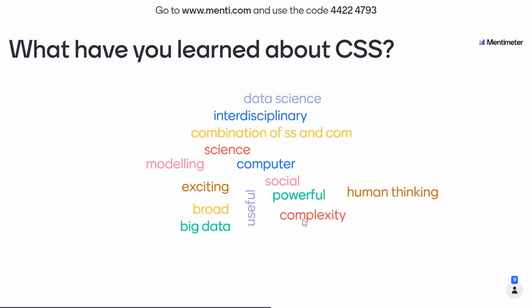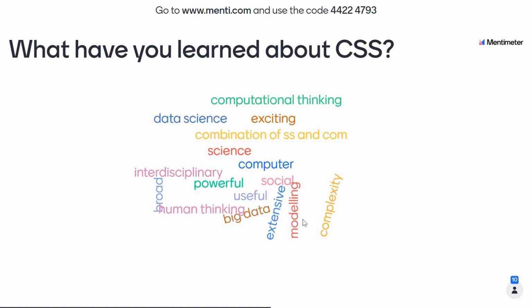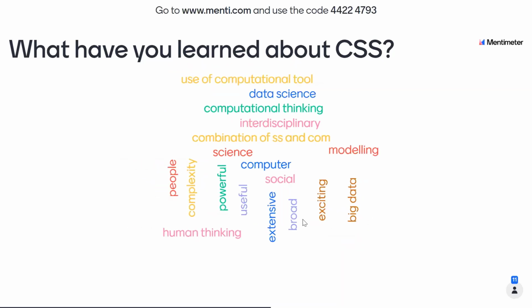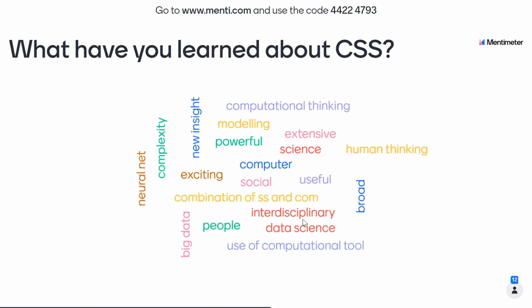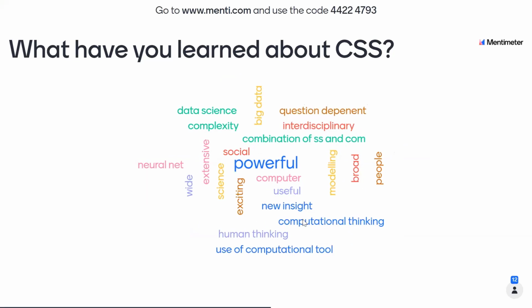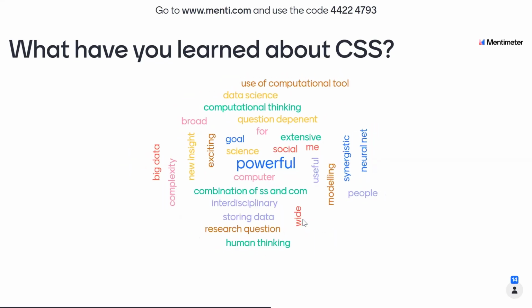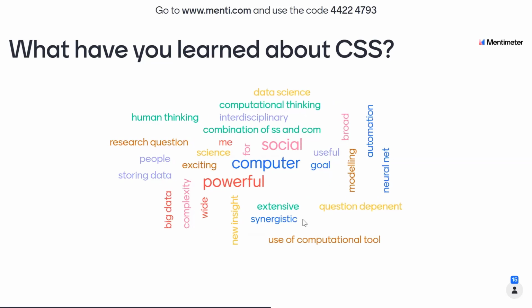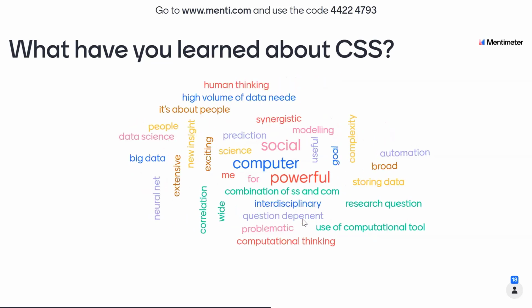Yay! Powerful, complexity, human thinking, big data. Ooh, we got some great words here. Extensive, modeling, interdisciplinary, absolutely interdisciplinary. And we'll come on to that a little bit more about how you don't have to be a specialist in all of the aspects to be a participant in computational social science projects. Great new insight. Storing data. Yeah, absolutely. Synergistic. Ooh, you got some great words. You guys are amazing.